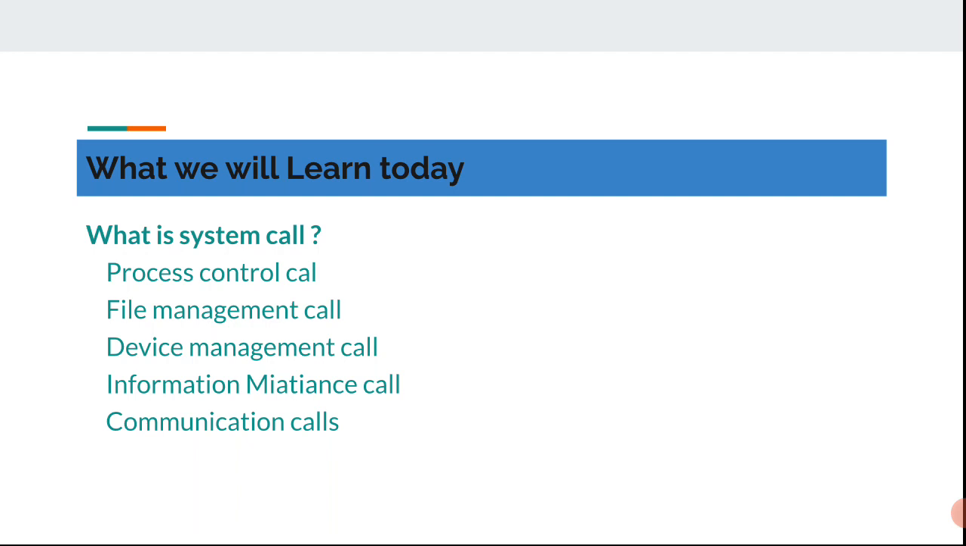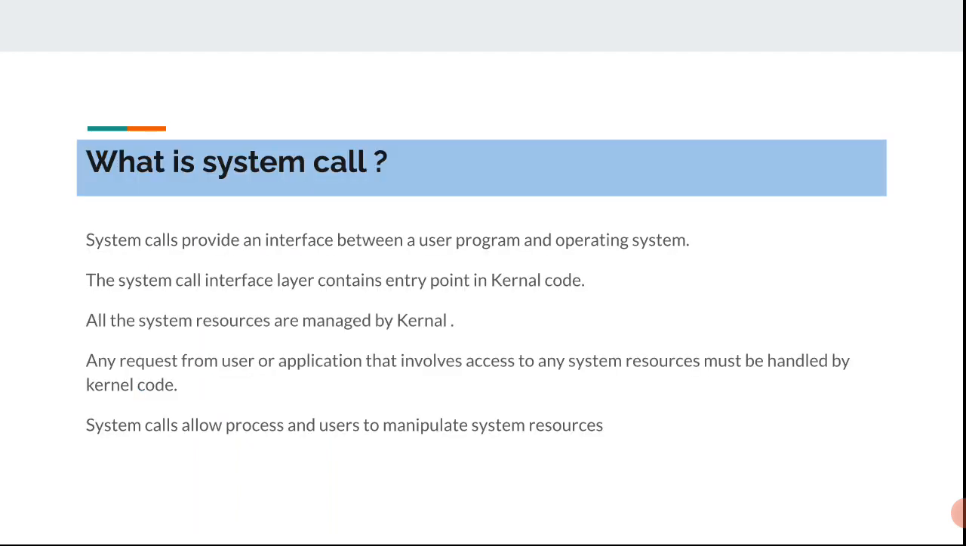So what will we learn today? What is a system call? We have the different types of system calls: the process control call, file management call, device management call, information maintenance call, and the communication calls. So let's explore what system calls are.